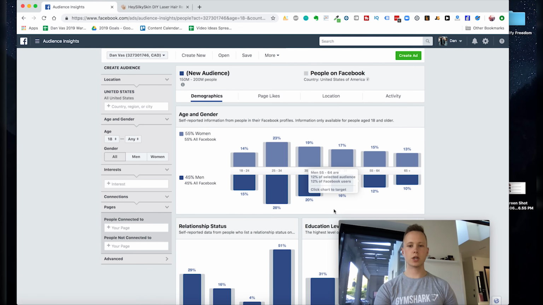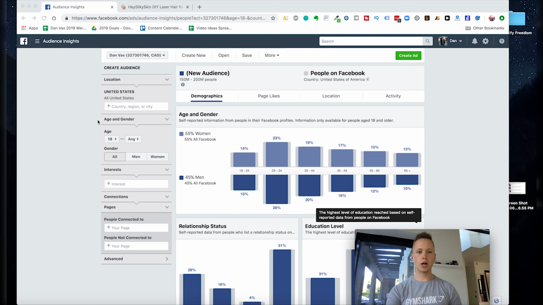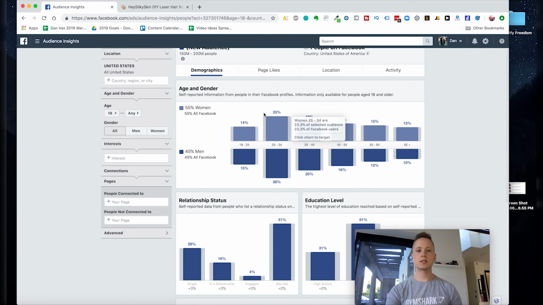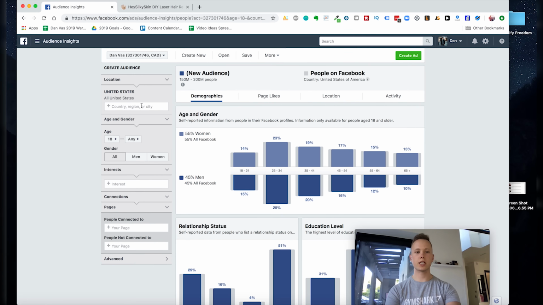So the first thing we're going to do is we're going to go on Facebook Audience Insights. Now, Facebook Audience Insights is an amazing tool that allows us to find the exact interest that we should be targeting for our product. Audience Insights can be accessed by just creating a business.facebook.com account. So it's a business manager account. So to do that, you just go on business.facebook.com like this.